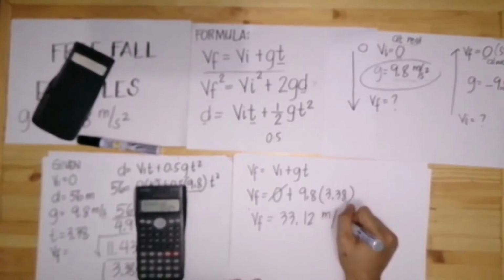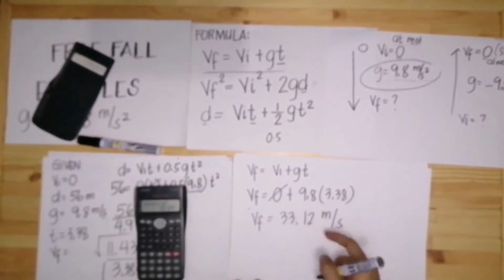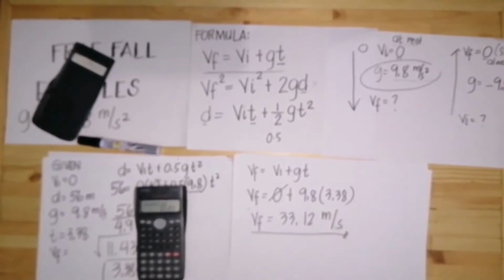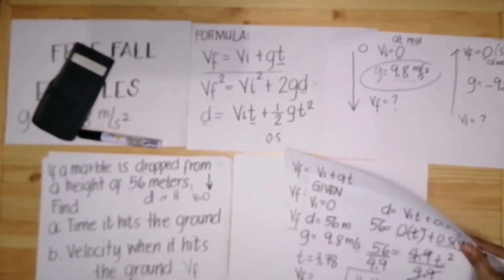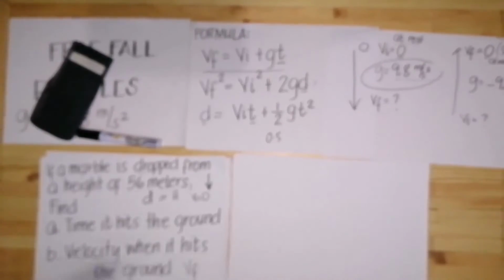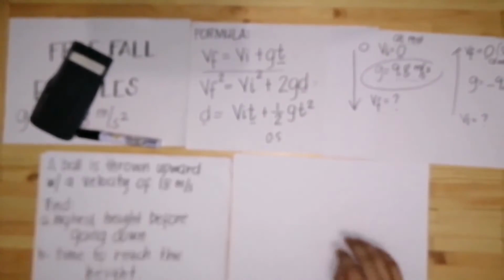The unit is meter per second. That's the unit of velocity. So that's our final answer, and we're done with number 2. We already got the time and the final velocity. Let's proceed with the third example, the last example.